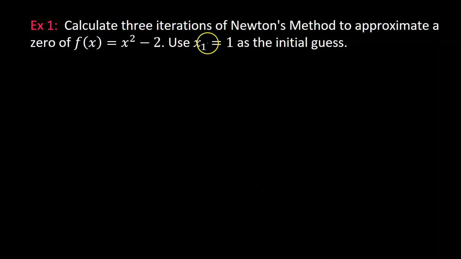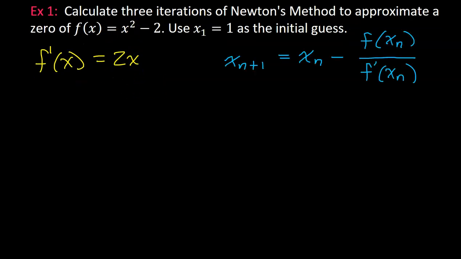Calculate 3 iterations of Newton's method to approximate a zero of f of x equals x squared minus 2. Use x1 equals 1 as the initial guess. For Newton's method, we need the first derivative. So the first derivative, using the power rule, I'm just going to get 2x.